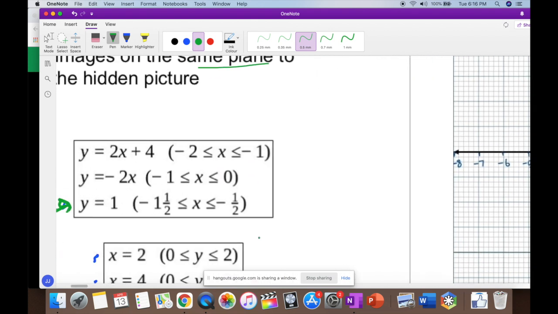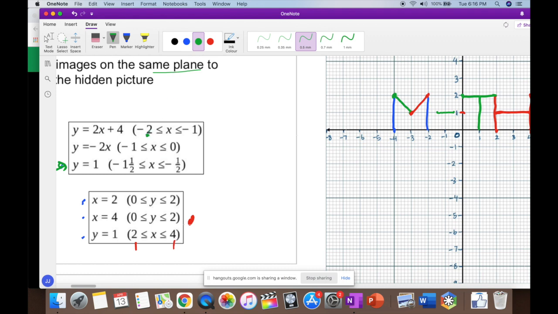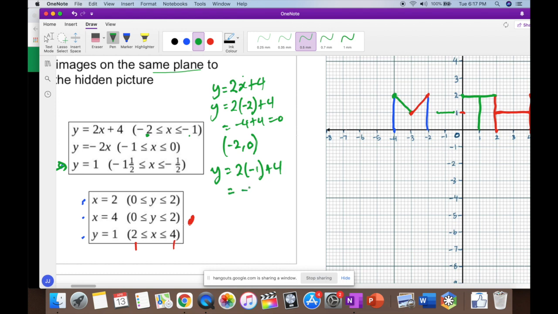Alright? Now let's see these guys here, and we'll just use the ranges as the points, right? So when x is negative 2, y is equal to 2x plus 4. So when x is negative 2, 2 times negative 2 plus 4, that is negative 4 plus 4, which is 0. So when x is negative 2, y is 0, right? And let's find the other point when x is negative 1. Y is equal to 2 times negative 1 plus 4. So that is negative 2 plus 4, which is positive 2. So therefore, when x is negative 1, y is positive 2.